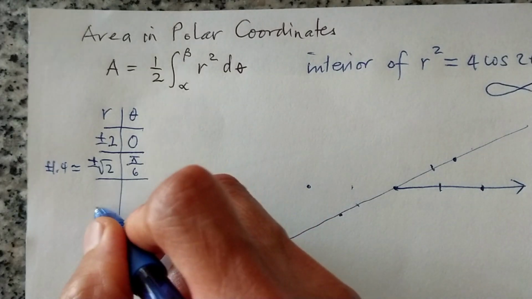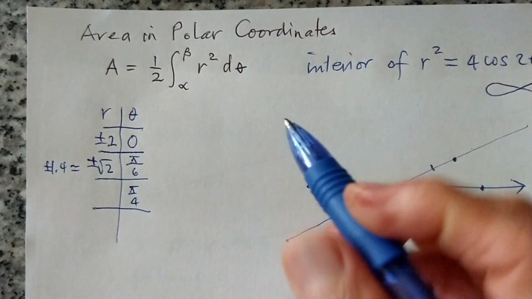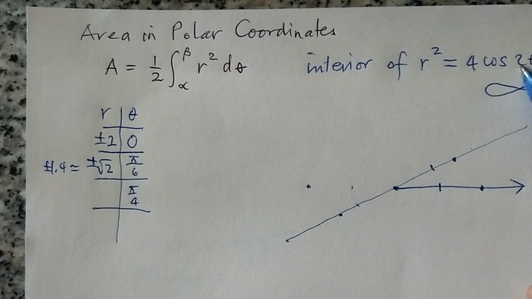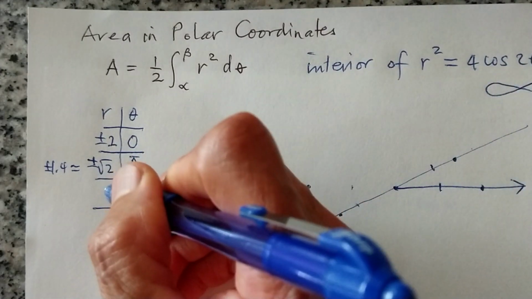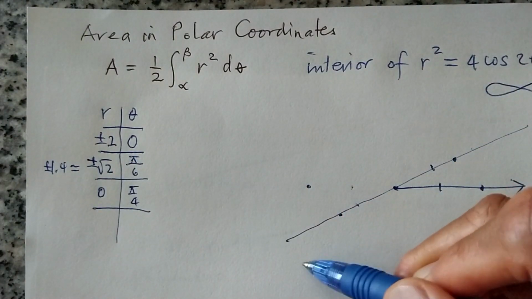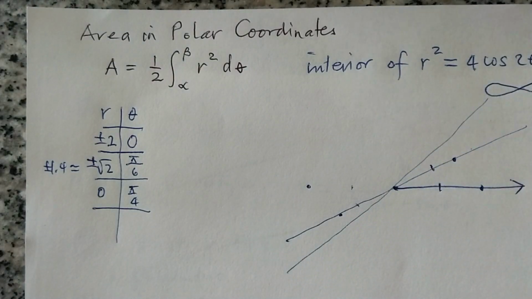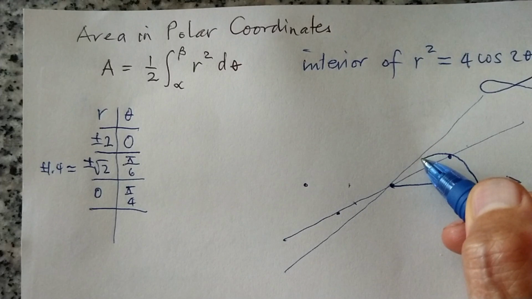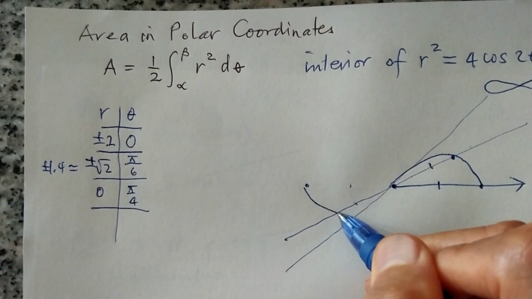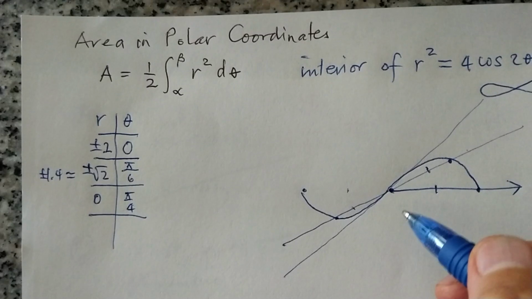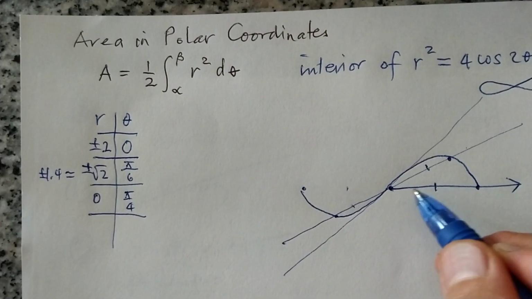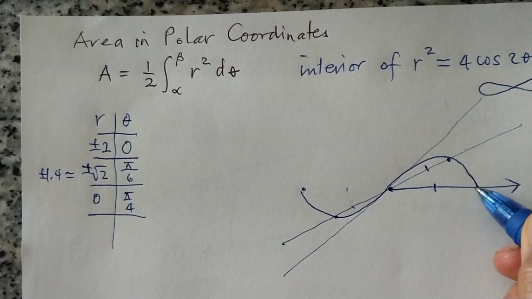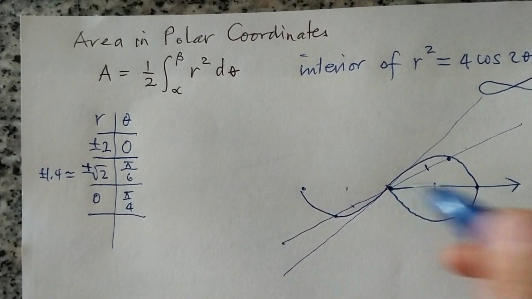Okay, what about at pi over 4? Pi over 4 times 2 is pi over 2. Cosine pi over 2 is 0. 0 times 4 is 0. The square root of 0 is 0. So at pi over 4, the value of r is 0. And so we can see that the graph goes this way. If we just complete it, showing symmetry with respect to the polar axis, then we have the graph that we want.